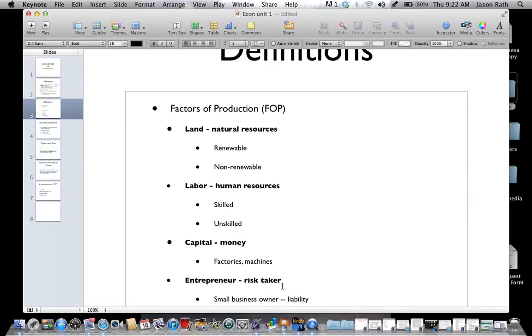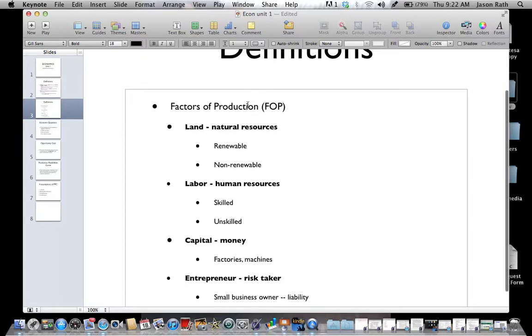Negative in the sense that you're responsible for anything your company does, so if somehow your company hurts somebody, they sue you. If something happens with your company, you're the one responsible, but you're also your own boss. So these are the factors of production. These are the things that can be scarce. These are the things that force people to make decisions to satisfy needs and wants. And we're usually deciding how to allocate all these resources.